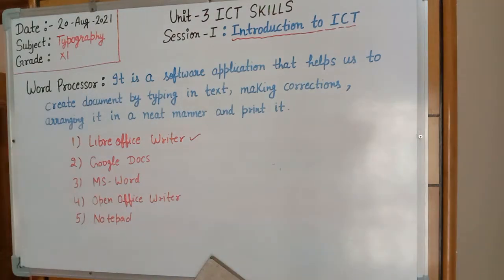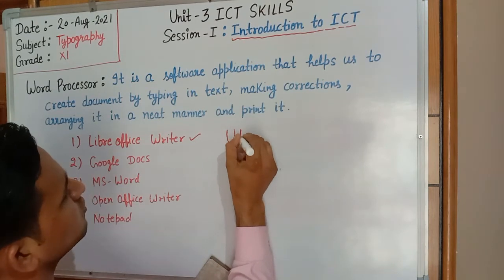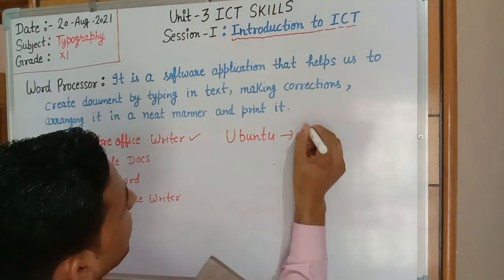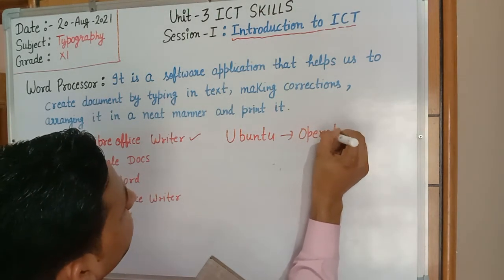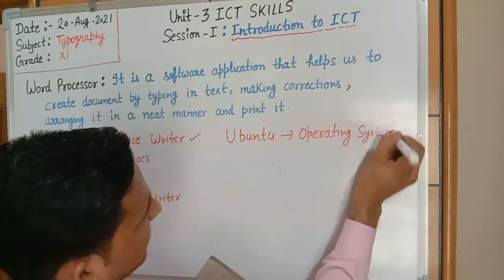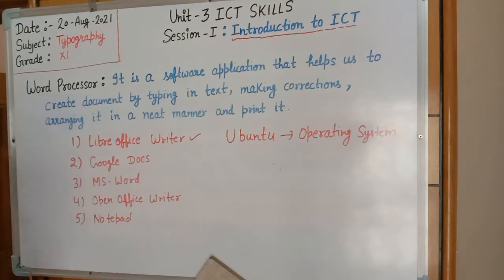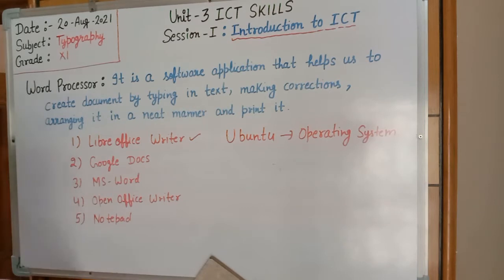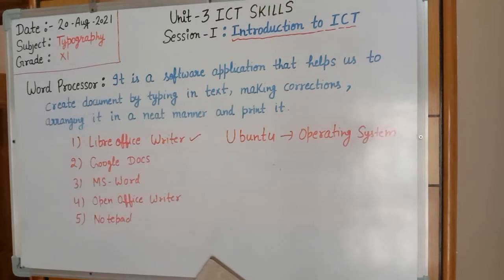Now how to start with a LibreOffice Word document? For starting LibreOffice, basically we need the Ubuntu operating system. It is an operating system that will help to install LibreOffice software and store the specific file. So to start LibreOffice Writer in Ubuntu, simply click on the LibreOffice Writer icon to launch it on the left hand side. This will start LibreOffice Writer.